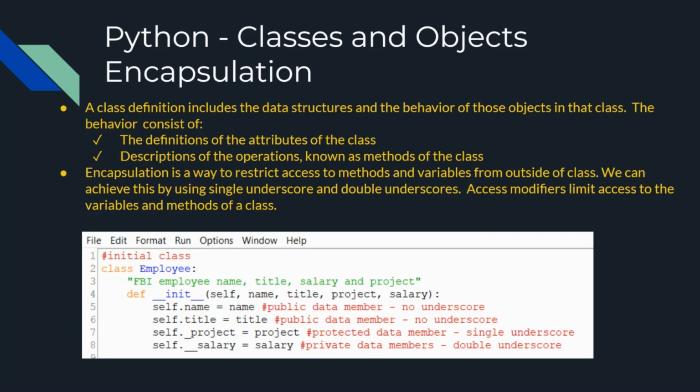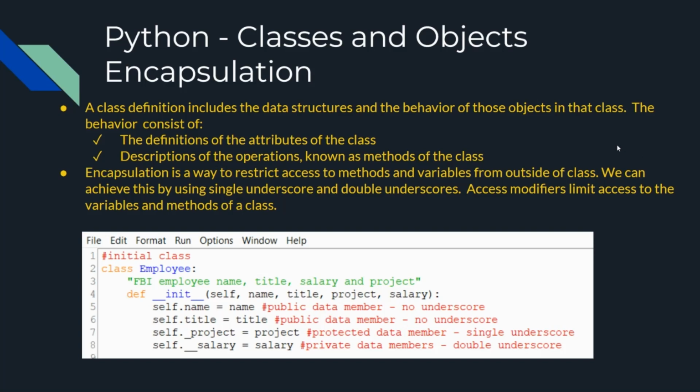Encapsulation is a way to restrict access to methods and variables from outside of a class. Python provides three types of access modifiers: private, public, and protected. Public data members are accessible within and outside of a class, and all member variables of the class are by default public. Private members are accessible only within the class, and we can't access them directly from the class objects. Protected members are accessible within the class and also available to its child classes.